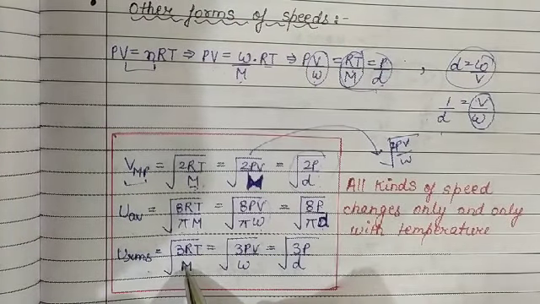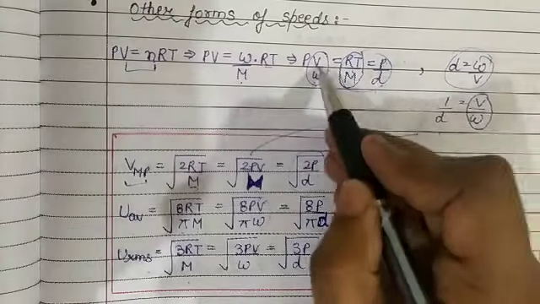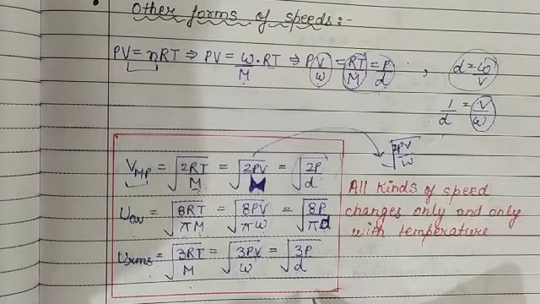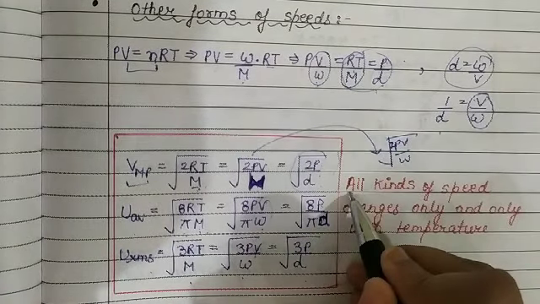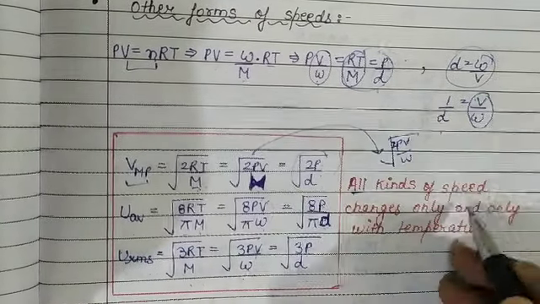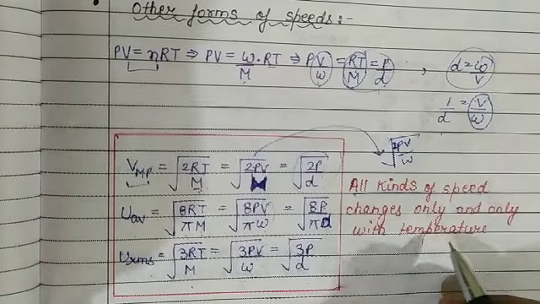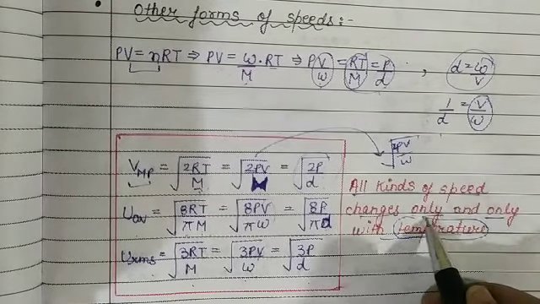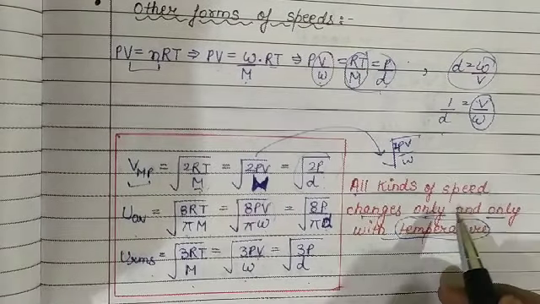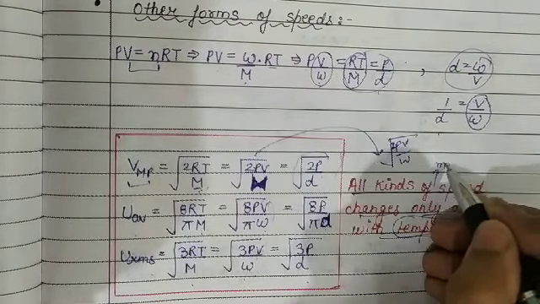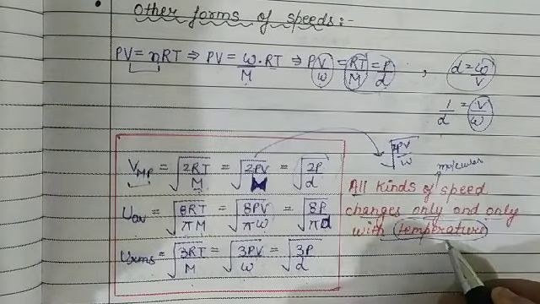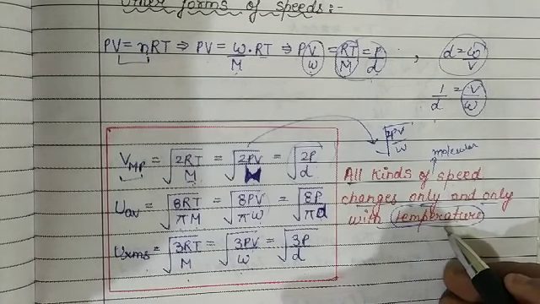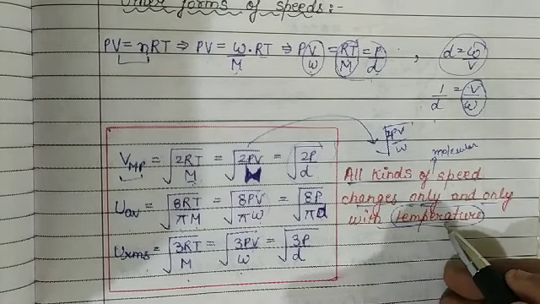VRMS is square root of 3RT by M, and RT by M is again PV by W, and weight by volume is density, so it is 3P by D. And note, the most important note is that all kinds of molecular speed change only and only with temperature. So the only factor responsible for changing molecular speed is basically temperature. Keep in mind only this thing: only temperature will change the different types of molecular speeds.